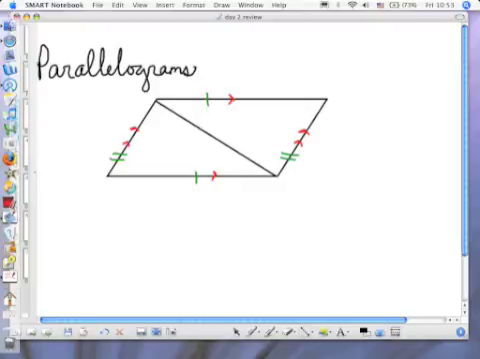The diagonals of a parallelogram. What do we know about the diagonals of a parallelogram? What do they do to each other? Bisect each other. They bisect each other, meaning that we form 2 equal segments here, and we form 2 equal segments here. I need some extra little symbols here. Good. Okay?